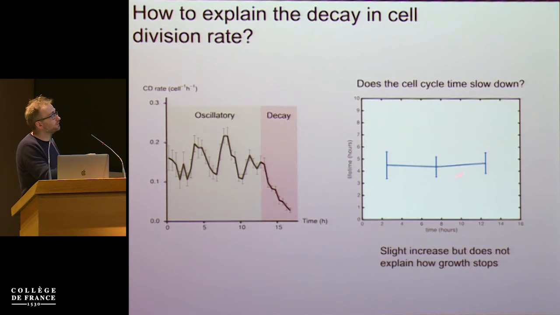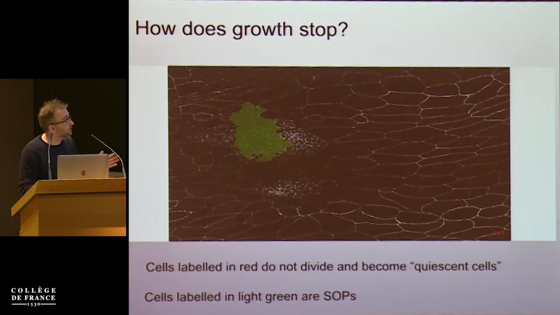Okay, and here the surprising thing is if we quantify the cell cycle lifetime, we see that it's constant. So this is the cell division rate as a function of time, it decays. This is the cell cycle time, it's constant. So this seems contradictory. And the reason why it's contradictory is because there is not only one type of cell. This is what I'm showing now.